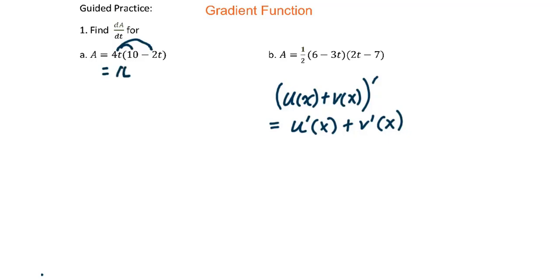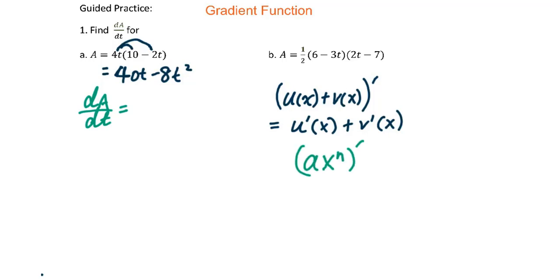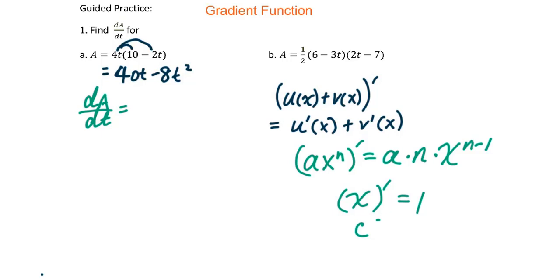We got 40t minus 8t squared. Then we do dA by dt equals. Remember, ax to the nth power, that's the power rule: the coefficient stays, then drop down the exponent and reduce it by 1. That's the rule. And also for x, the derivative equals 1. If it's a constant, that's 0.